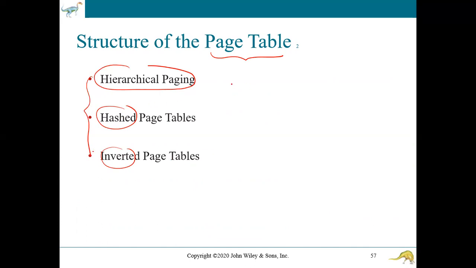Hierarchical means what? The outer table, inner table, next level table. I did show you earlier an algorithm of looking at the page table, outer page table, and again within that page table there's an offset. So all that I really did right, isn't it?